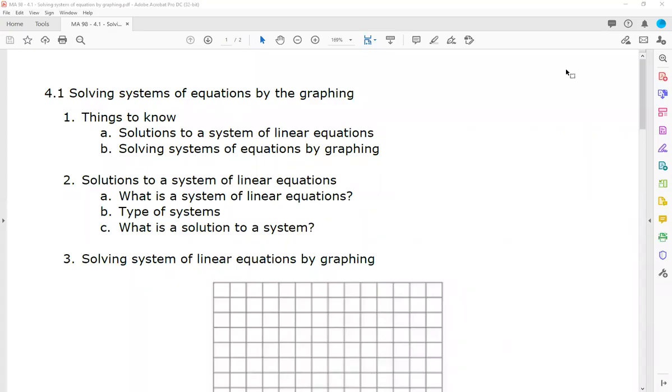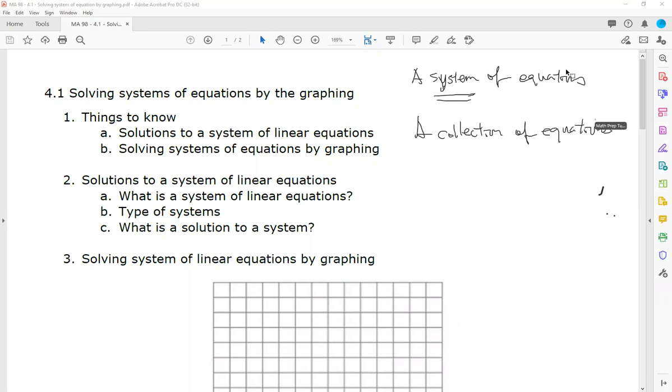Hi guys, today we're going to cover section 4.1, solving systems of equations by graphing. So first thing we need to know is what is a system of linear equations. By the definition we give in class, a system of equations basically means a collection of equations. Okay, a collection of equations.